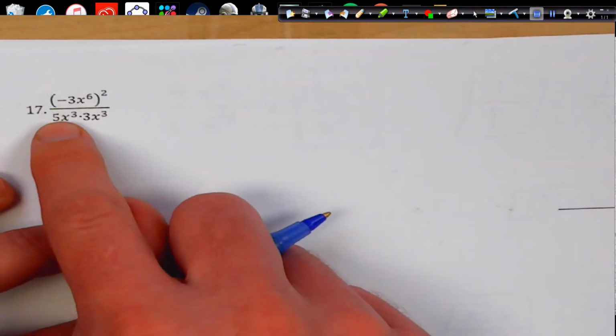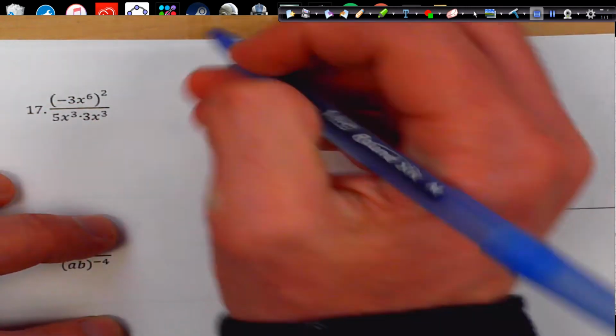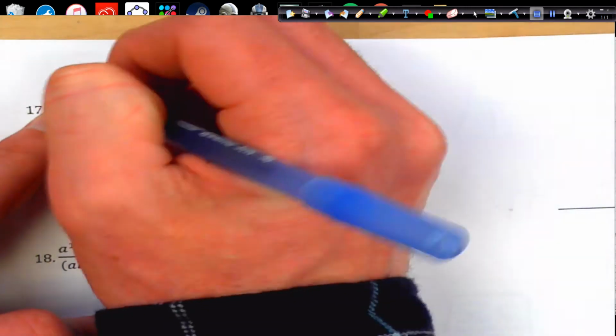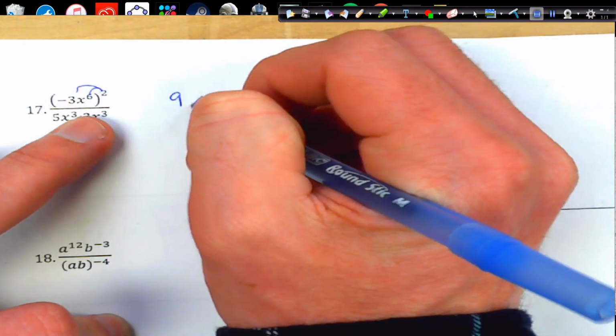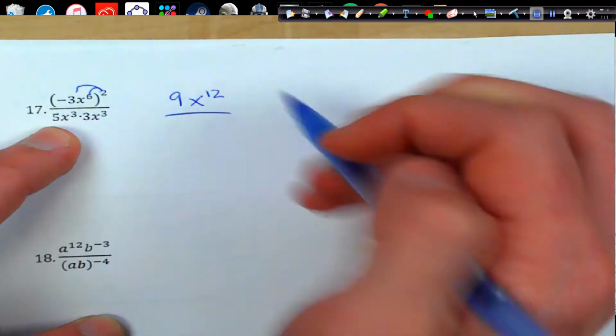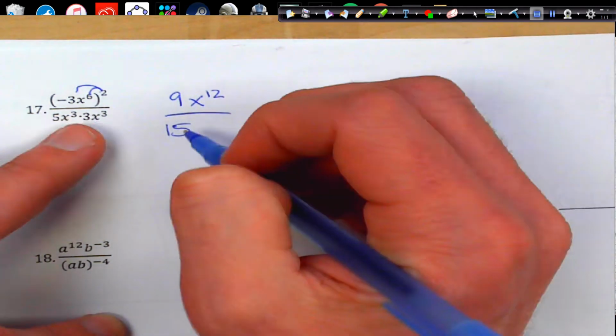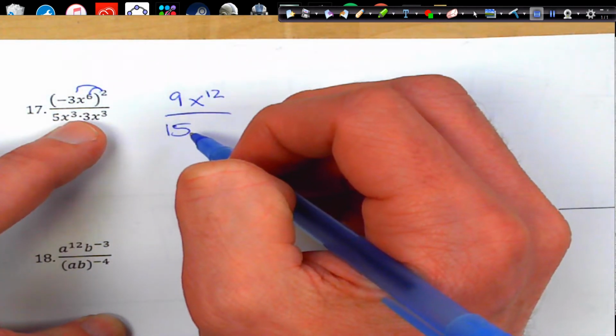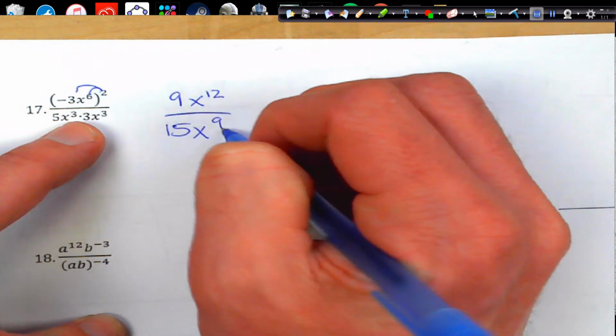The top here I'm going to square. It's negative, so squared is going to make it positive. 3 squared is 9, and x to the 6th squared is going to be x to the 12th. It multiplies. The bases are going to multiply. 5 times 3, which is 15. And then x to the third times x to the third is x to the 9th.